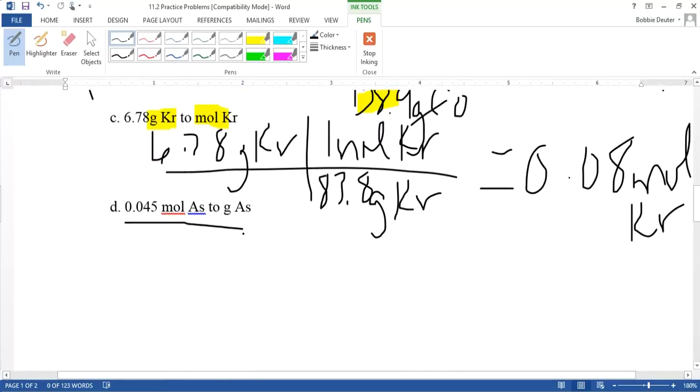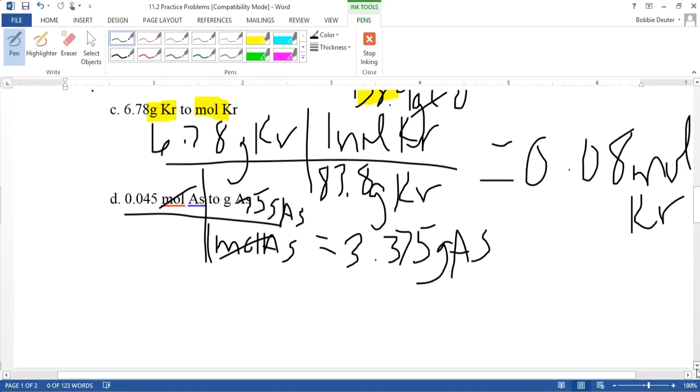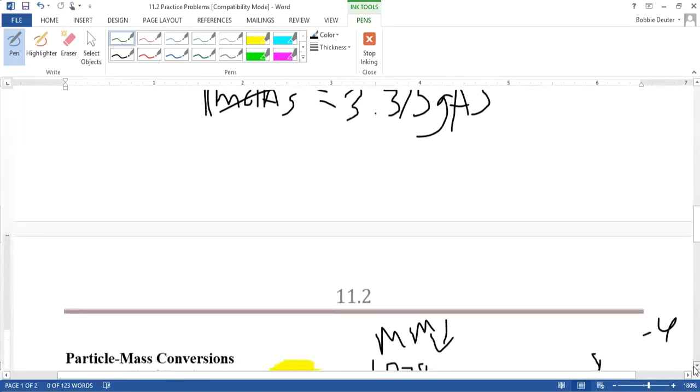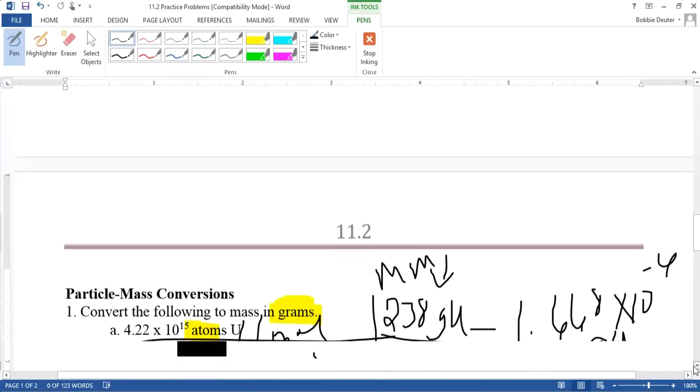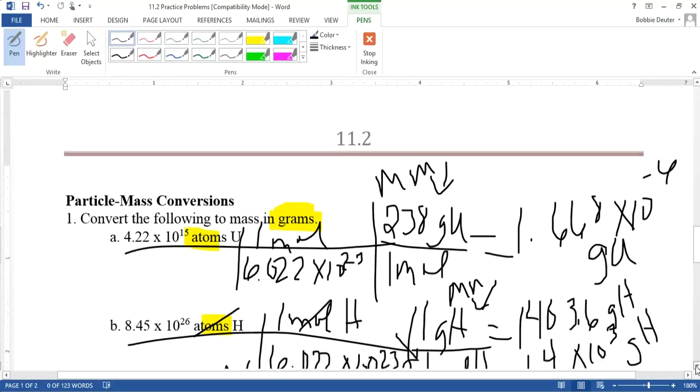Moles of arsenic. So again, we want to put our 1 mole of As down here. Cancels out. We look at our periodic table. We find out that the molar mass of that is 75 grams of As, which is equal to 3.375 grams of As. And so again, we have to use the periodic table to find the molar mass. It's not a made-up number. It's really there. It's that average atomic mass. And so when we do compounds, we're going to show you that we have to get a little bit more.